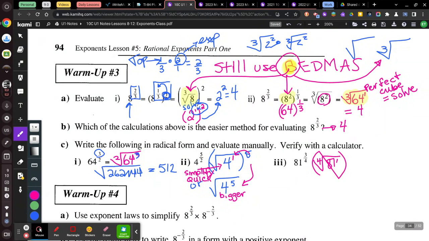Whoa. Hang on. I'm going to leave my 3 on the outside. And now I'm going to go 4 through to 81. 4 through to 81 should give me a 3. It's still in brackets, and now it's cubed. So 3 cubed will give me 27.